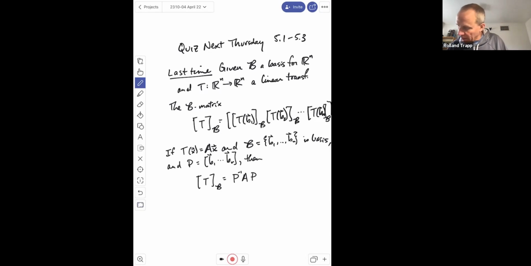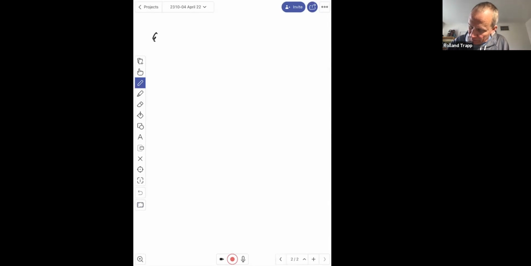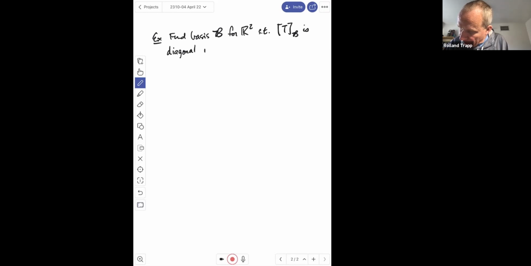Let me do another example. Find a basis B for R2 such that the B matrix is diagonal if T of X is equal to the matrix 2, -1/2, -1, 2.5. I just want to do one more example.